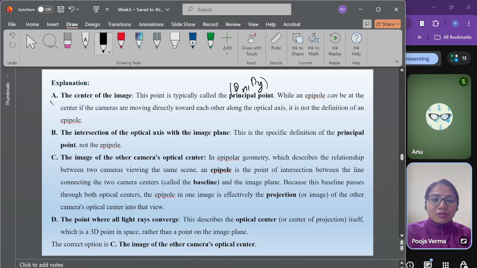The intersection of the optical axis with the image plane is the specific definition of the principal point, not an epipole. So this is also not a correct option.